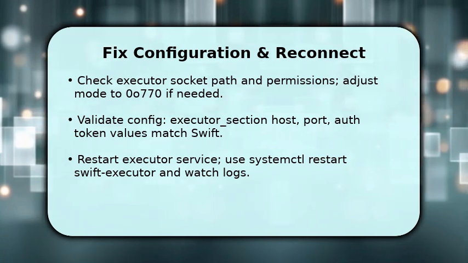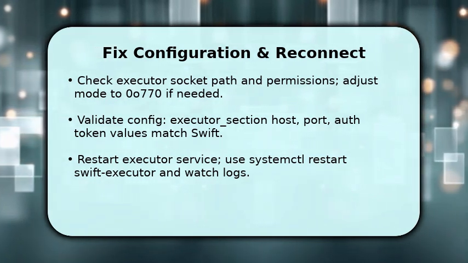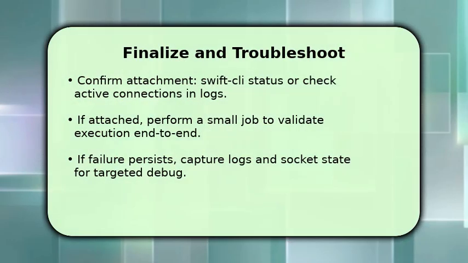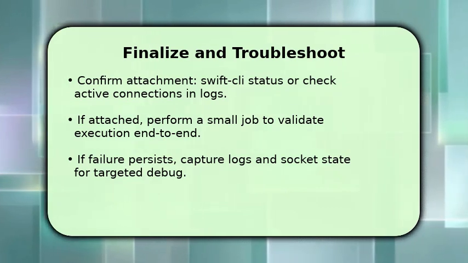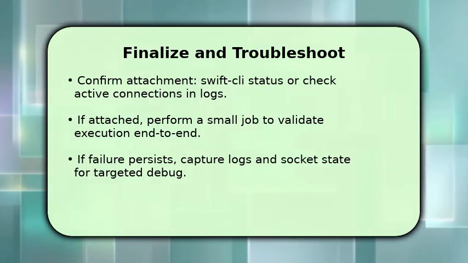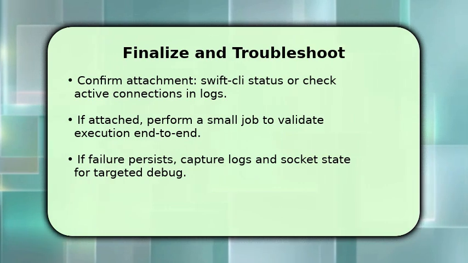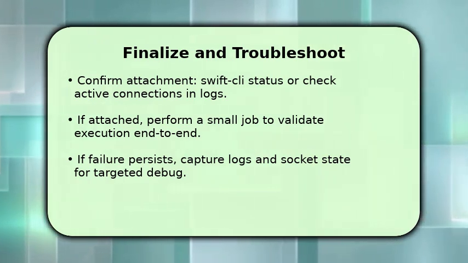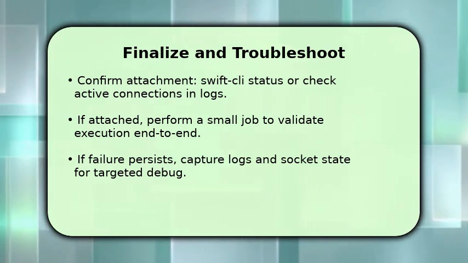You finish by verifying attachment and running a smoke test. First, use the Swift CLI or service status to confirm the executor reports attached. This proves the control plane sees it. Then submit a tiny job to exercise task dispatch and observe results. This ensures the executor actually runs work.